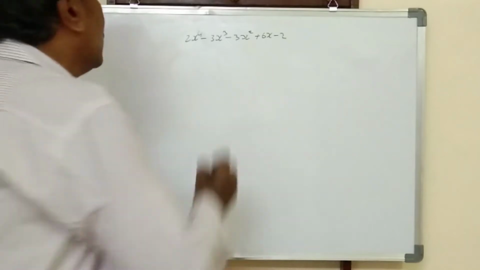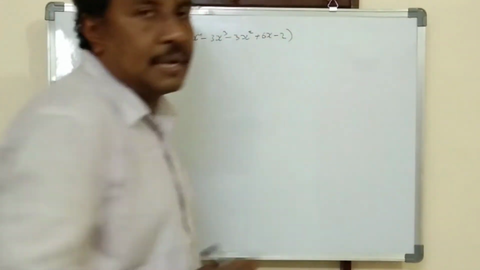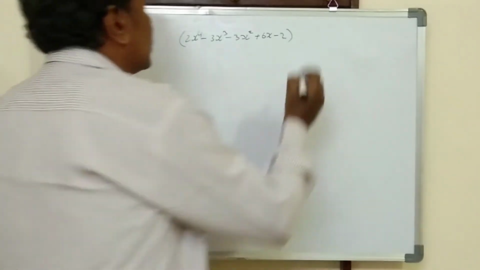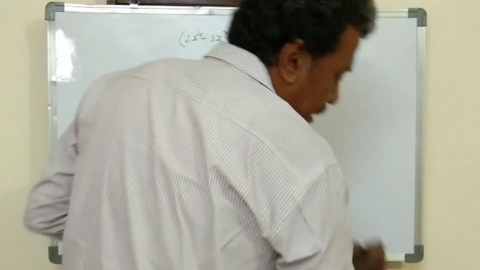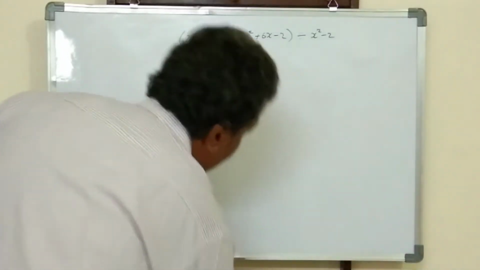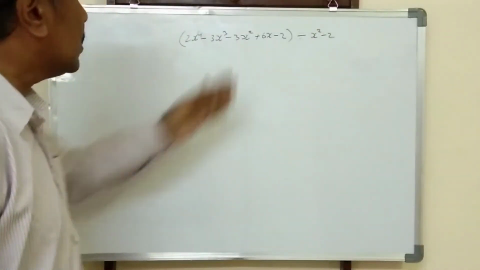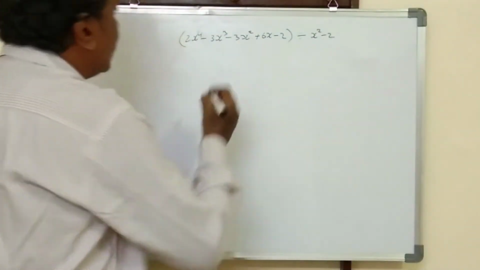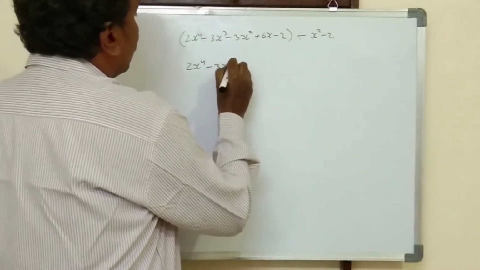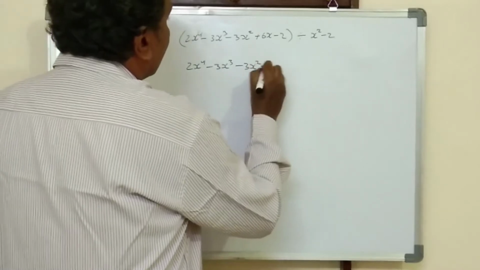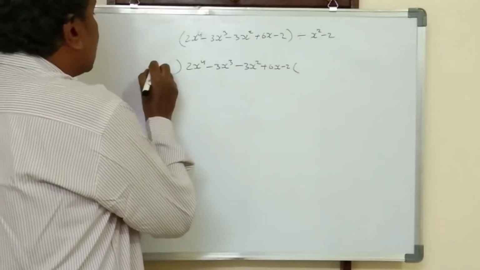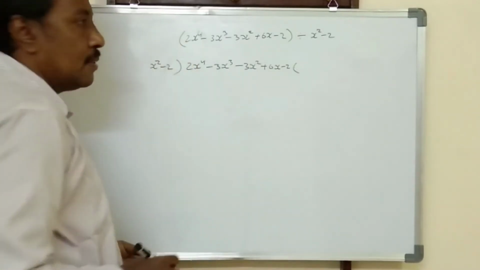5 terms. How to divide a polynomial containing 4 terms or 5 terms? I am taking 5 terms. You can take 4 terms or like that, with a binomial of the form x square minus 2. So this is a special type of polynomial, a special case. So let us see. 2x power 4 minus 3x cube minus 3x square plus 6x minus 2 is divided with x square minus 2.